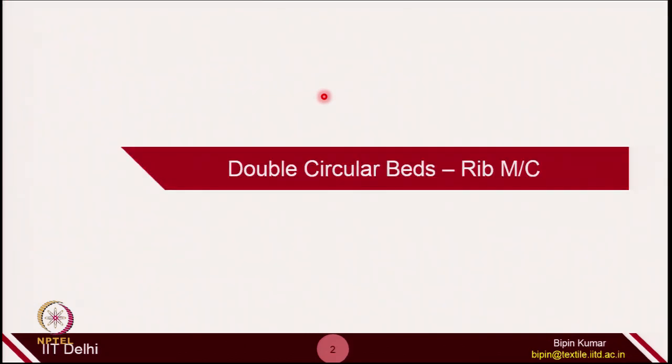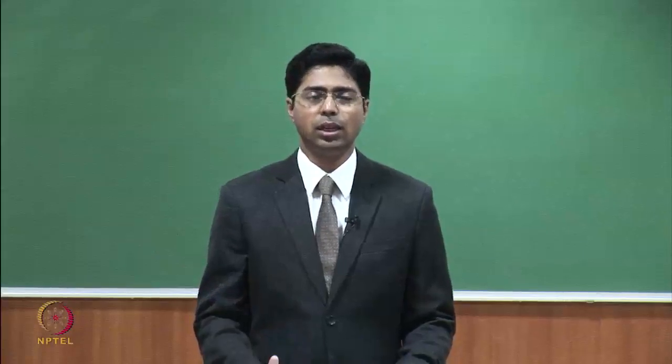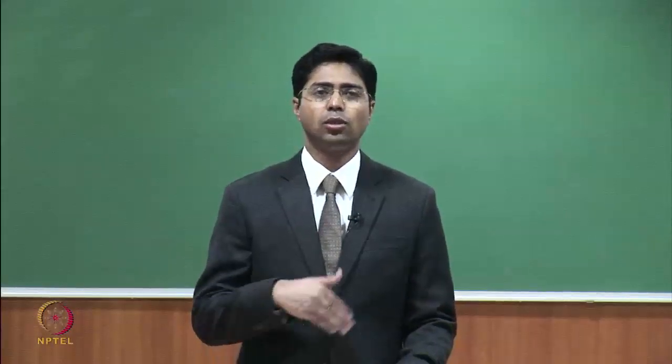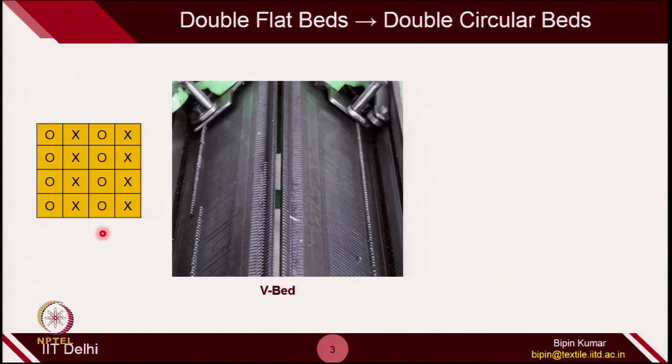The rib machine comes under the double circular bed category. It is similar to the double flat bed machine, the only difference being that here the needles are placed on a circular panel, which could be a cylinder or a disc. To create double jersey fabrics in a single course, when you have to make technical back and technical front loops, you have the V-bed. One bed is making technical front if we are watching from this side and the other bed is making technical back. So, here there are two beds.